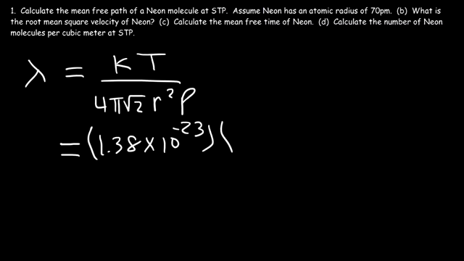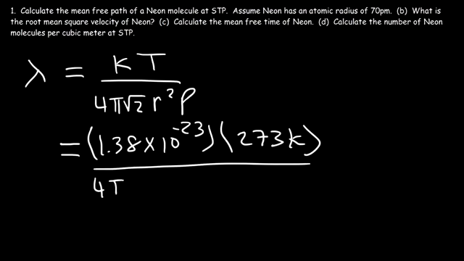Now we want to calculate the mean free path at STP, standard temperature and pressure. So what is the temperature at STP? At STP, the temperature is 0 Celsius, which is the same as 273 Kelvin.